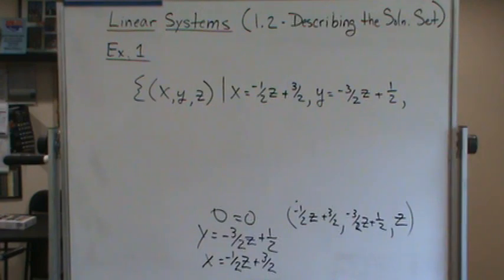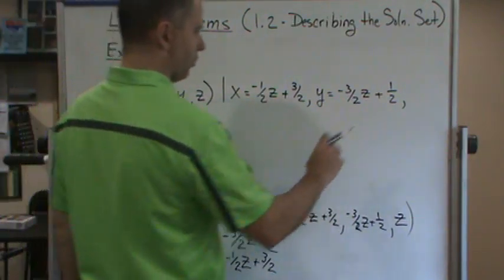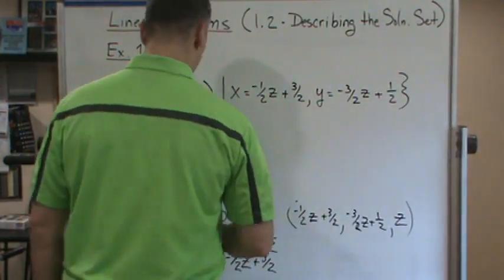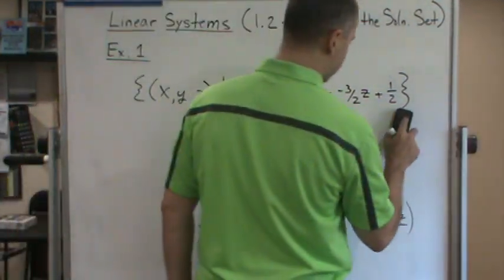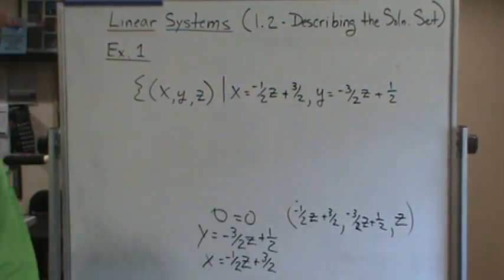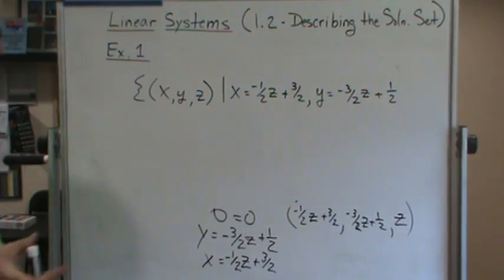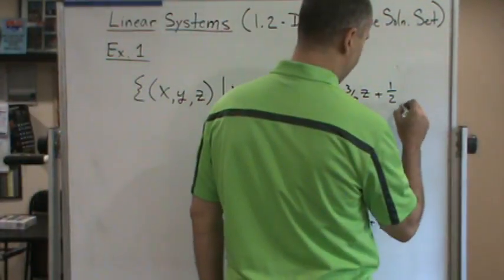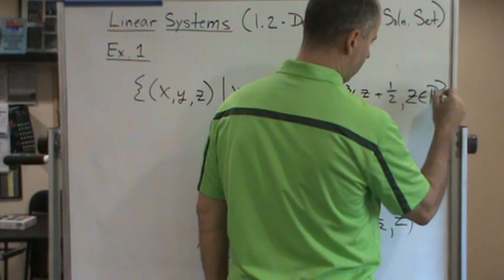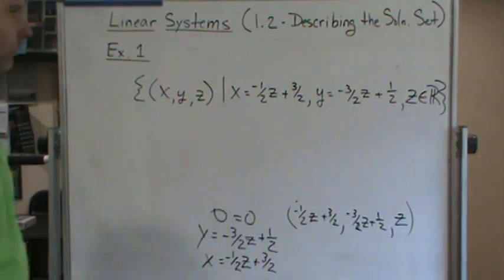you don't have to have the z, but sometimes you could have the curly brace here, or if you wanted to restrict it to all real numbers, let's say, you could say, and z is an element in the reals. And that's it.